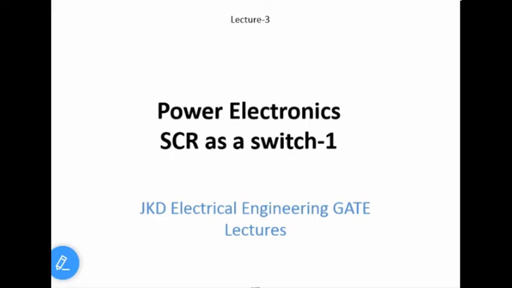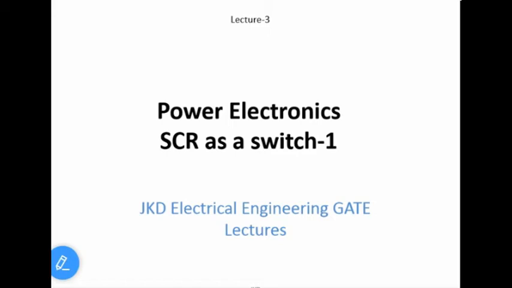In the previous classes, we discussed the characteristics of a switch. We discussed a few example problems that appeared in GATE. I take this opportunity to continue this power electronics series and deliver it to you wonderful people. Now let us continue our lecture. This lecture focuses on SCR as a switch. We'll discuss multiple lectures on this.